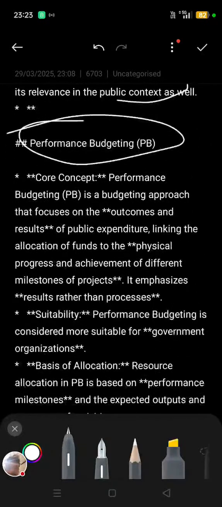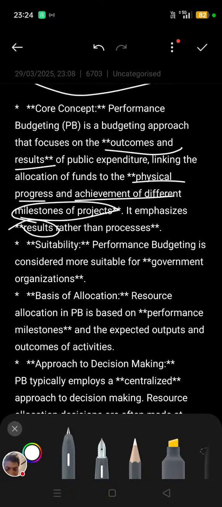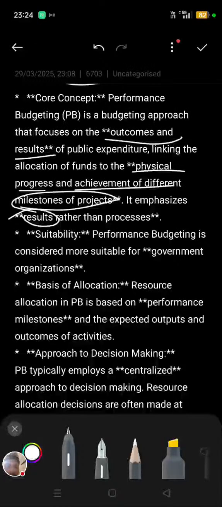The core concept of performance budgeting is a budgeting approach that focuses on outcome and result of public expenditure, linking the allocation of funds to the physical progress and achievement of different milestones of the project. It emphasizes result rather than process. Its suitability: performance budget is considered more suitable for government organizations.